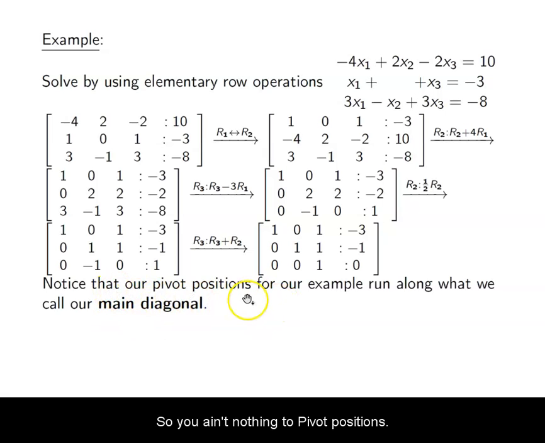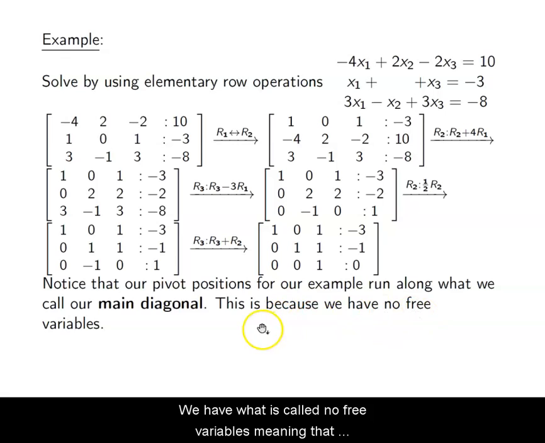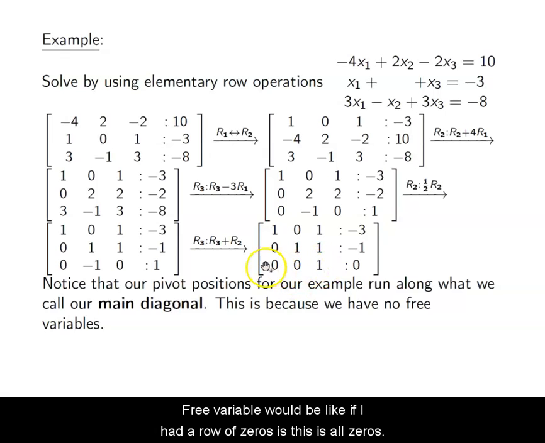So again, notice that our pivot positions run along the main diagonal. Okay, so we have what is called no free variables, meaning that this is a consistent system and has a solution. If there's a free variable, then there's infinite solutions. A free variable would be like if I had a row of zeros. If this was all zeros, then I would have a pivot here, but no pivot here, right? So my last variable would not have a pivot, so I'd have one free variable, one variable that could be basically anything, and that would result in infinite solutions.